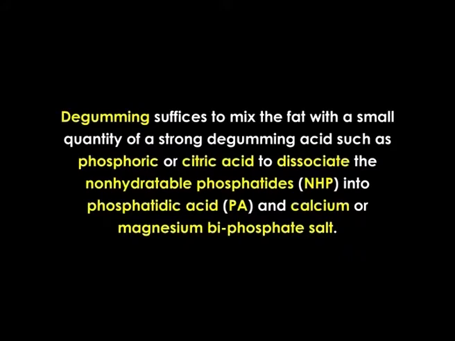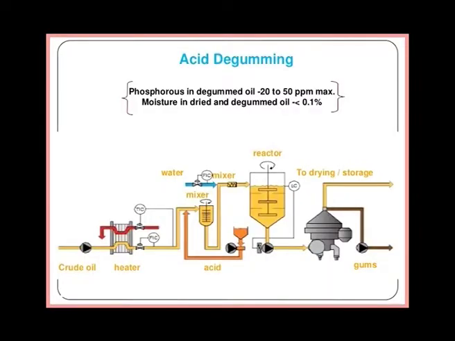The degumming process is quite simple. It suffices to mix the fat with a small quantity of a strong degumming acid such as phosphoric or citric acid to dissociate the non-hydratable phosphatides, NHP, into phosphatidic acid, that is PA, and calcium or magnesium biphosphate salt. Both components are removed by adsorption on bleaching earth in the so-called dry degumming process.